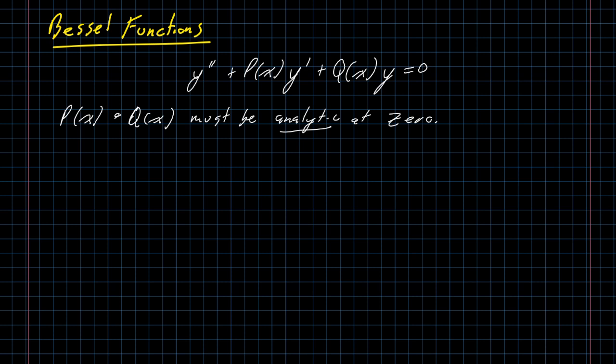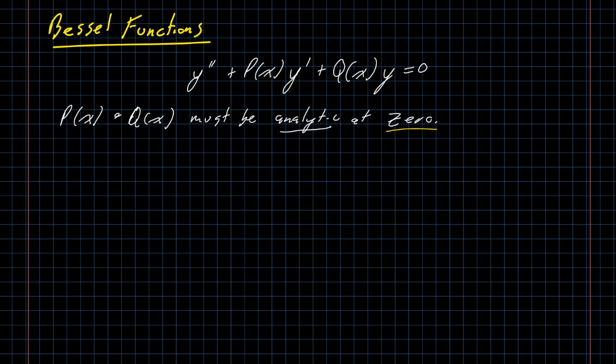The important thing, the technically correct thing, is that p of x and q of x have to be analytic at 0. Analytic is one of those words that gets thrown around and everyone forgets what that means. An analytic function is differentiable infinitely. All of its derivatives exist, all of its derivatives are continuous.